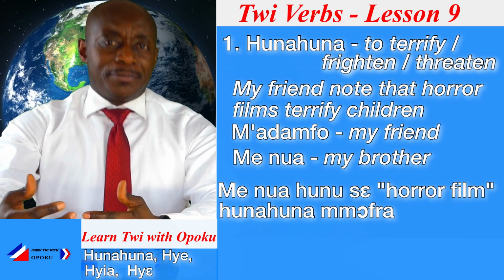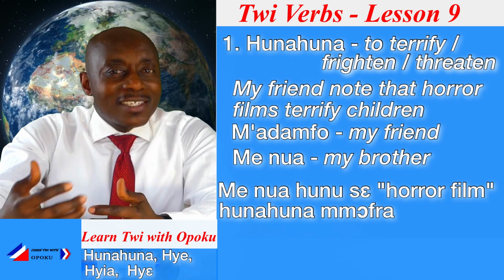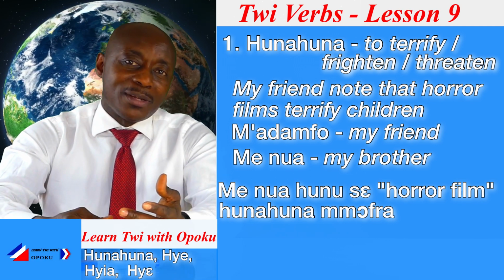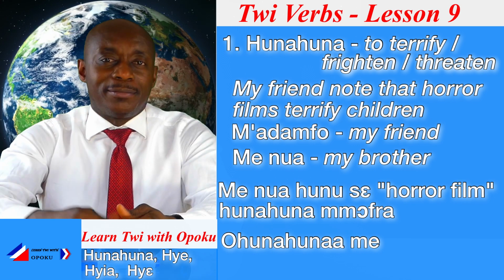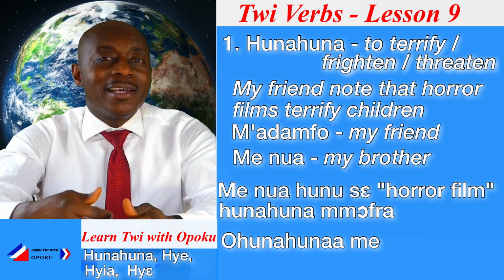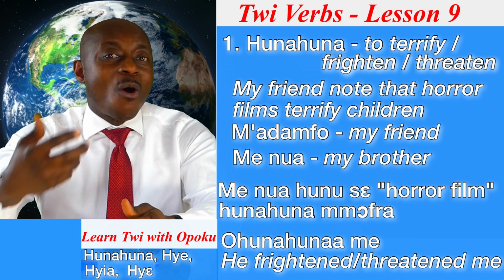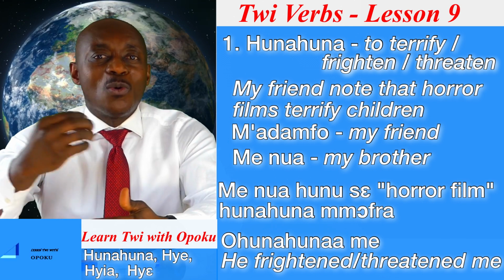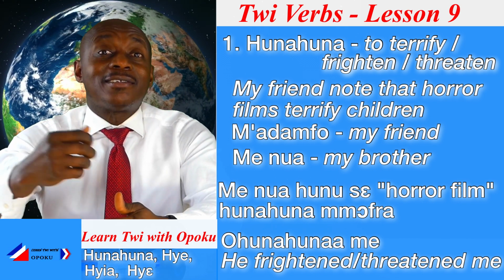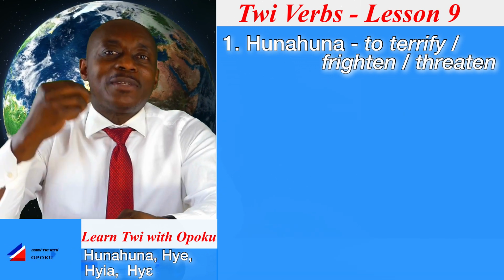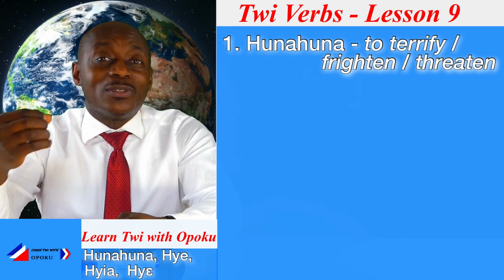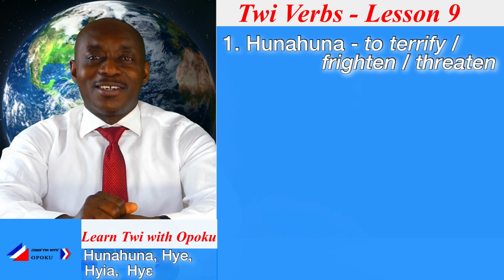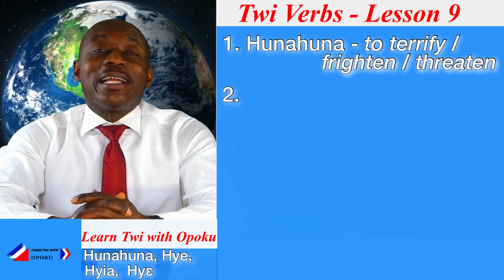Assuming you met a man in the way and he did something that frightened you or that threatened you, if you are telling your friend, you could say, "Ohuna huna me." What does that mean? It means he frightened me or he threatened me. So when you say ohuna huna, it means to threaten, or to terrify, or to frighten. Good. Let's go to the second verb, and that is what?